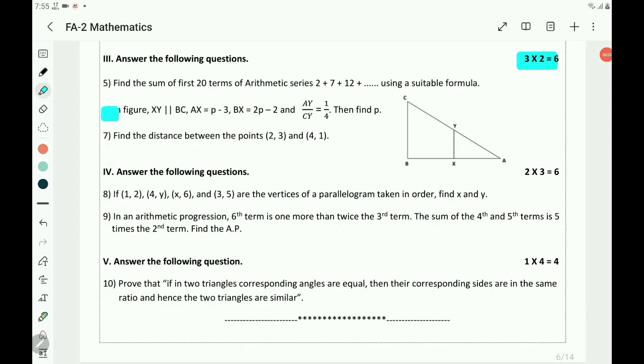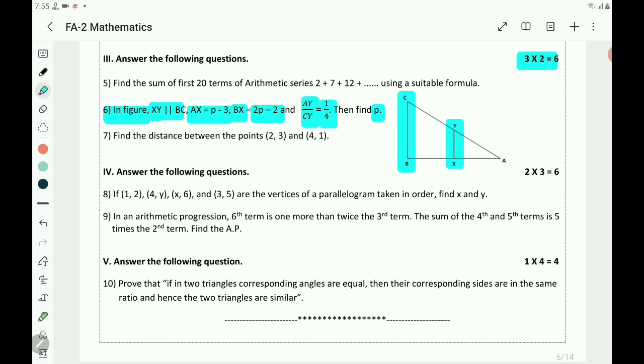Next, sixth question. In the figure, XY is parallel to BC. AX equals P minus 3. BX equals 2P minus 2. And AY by CY equals 1 by 4. Then find P. Here it is given that XY is parallel to BC.